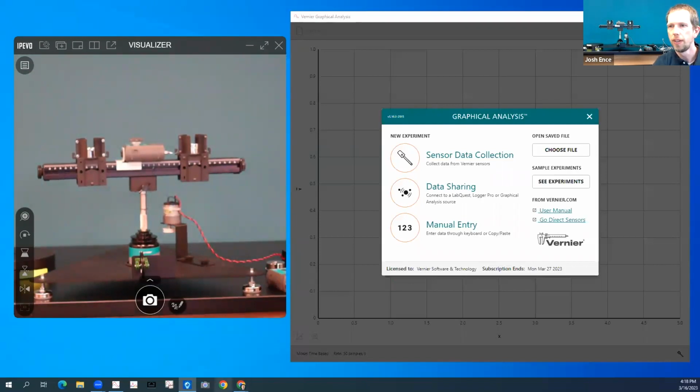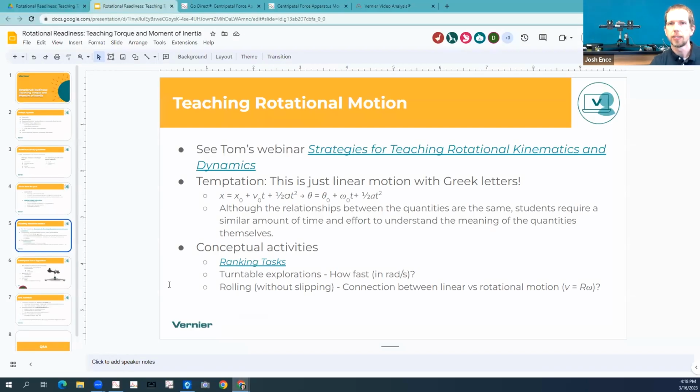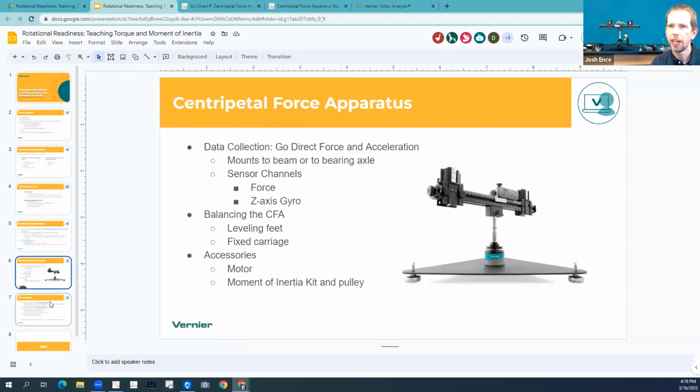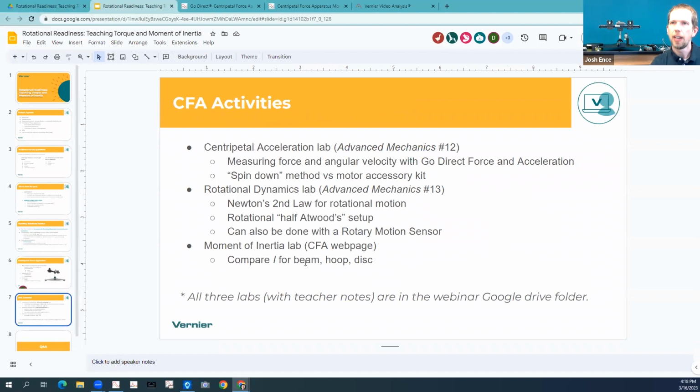As I mentioned before, I want to focus on these particular activities: the centripetal acceleration lab, rotational dynamics, and then moment of inertia. And I'm going to start with centripetal acceleration. The apparatus was designed around this sort of experiment. And there are two ways of doing it.